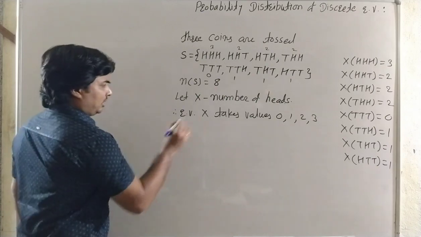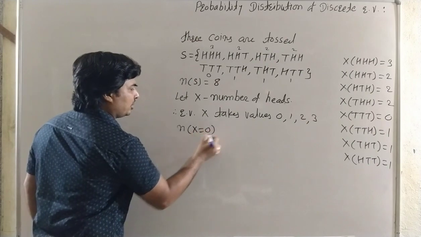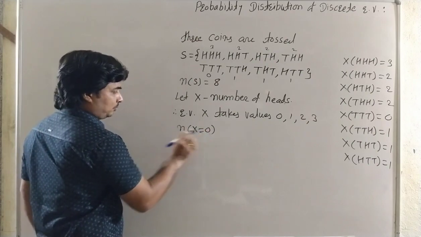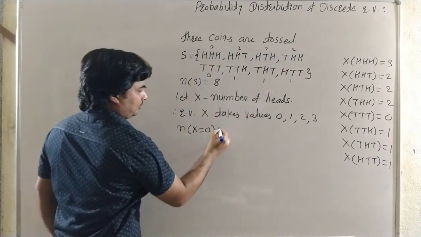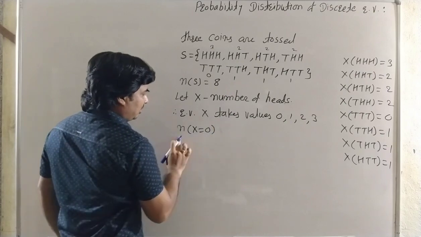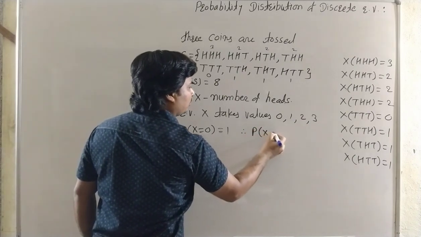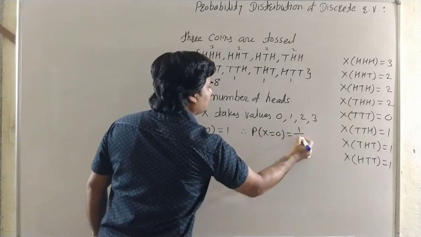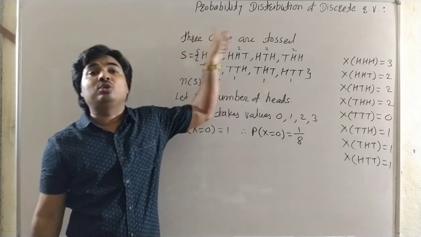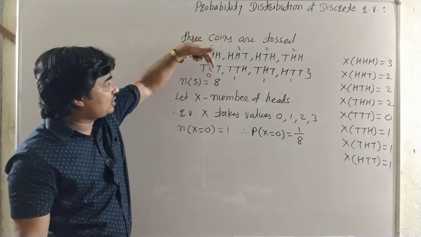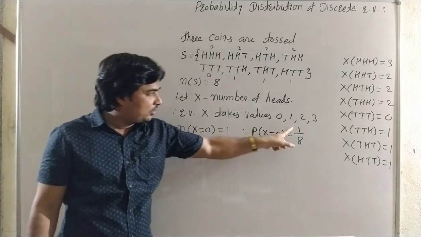Now see carefully. First find the counts. Here X is equal to 0 means the number of heads is 0. When 0 heads appear, it happens only one time. Therefore the count for X equal to 0 is 1, and the probability of X equal to 0 is 1 by 8. When 3 coins are tossed, 0 heads shows in 1 outcome out of 8 outcomes. That means the probability is 1 by 8.